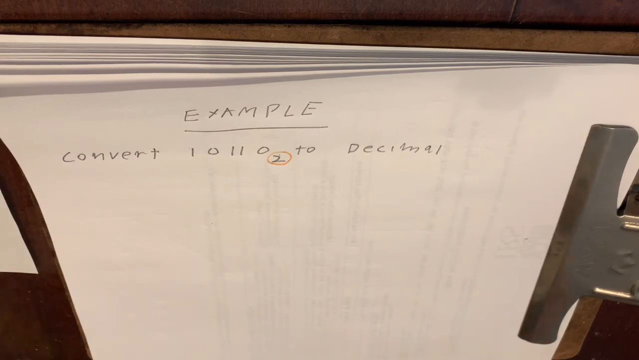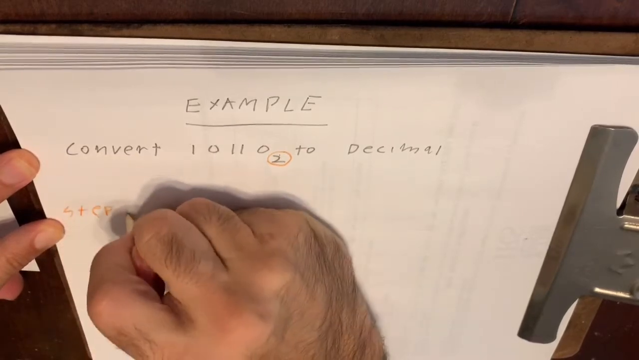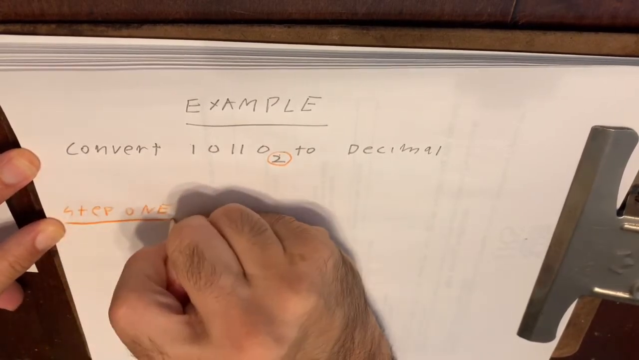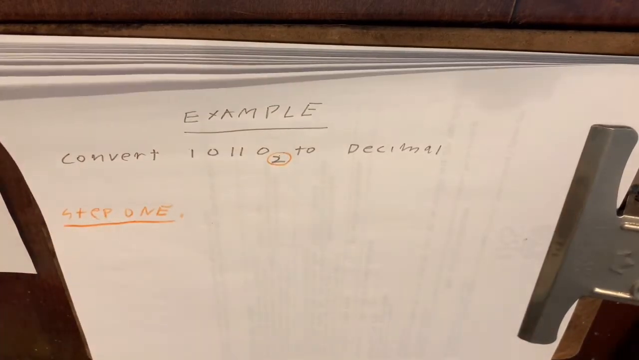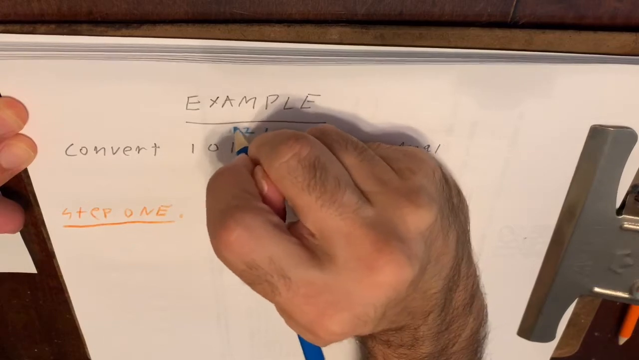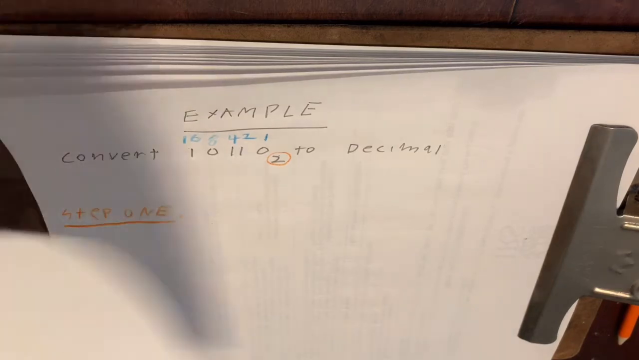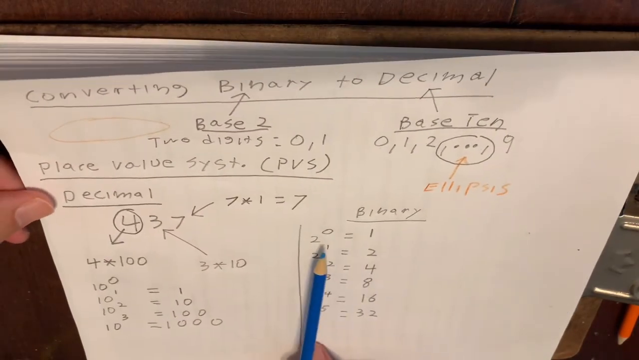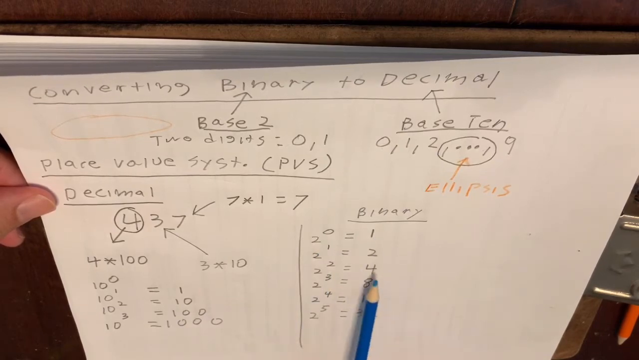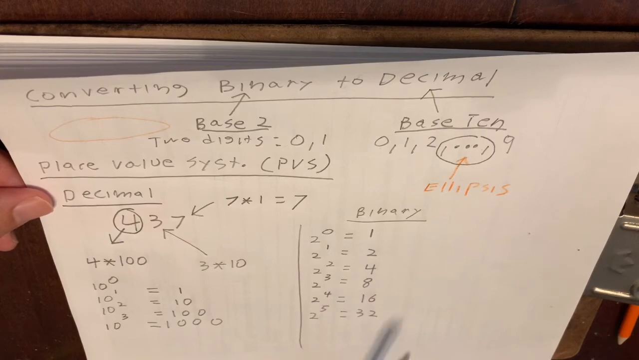Okay, so your first step, step 1, your very first step would be to put the place value system above each digit. So remember we had 1, 2, 4, 8, 16, right? These are the powers of 2. 1, 2, 4, 8, 16, 32. Just like in the decimal system of numeration, we have 1, 10, 100, 1,000. So this is the way it is in binary.